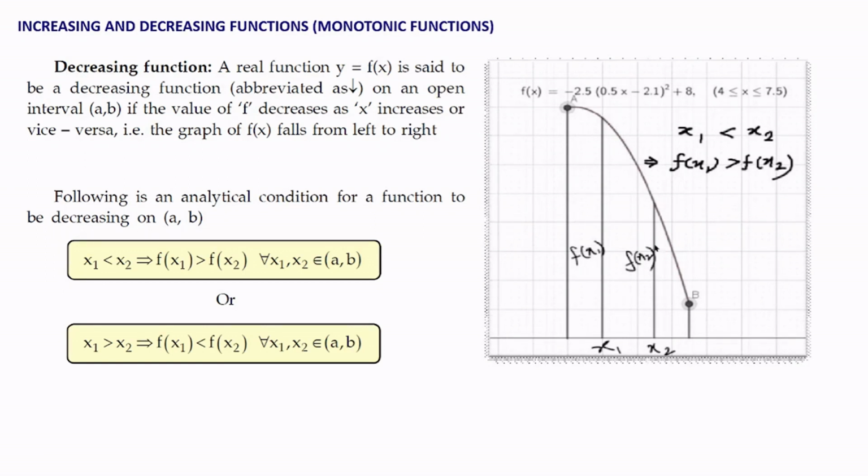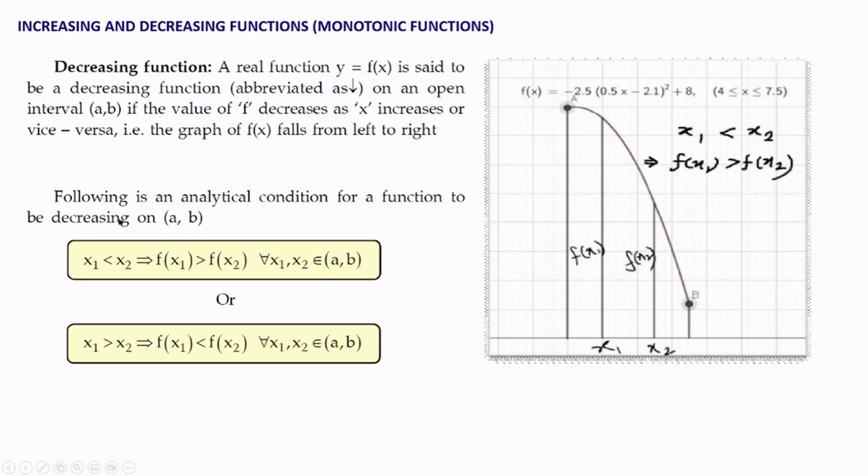So here we can see that when x1 is less than x2, but f of x1 is greater than f of x2. So this is a decreasing function. So this function minus 2.5 into 0.5x minus 2.1 the whole square plus 8, where x varies from 4 to 7.5. This is a decreasing function.